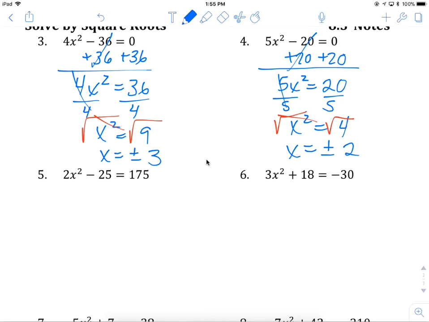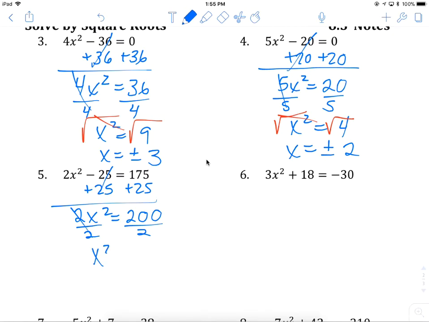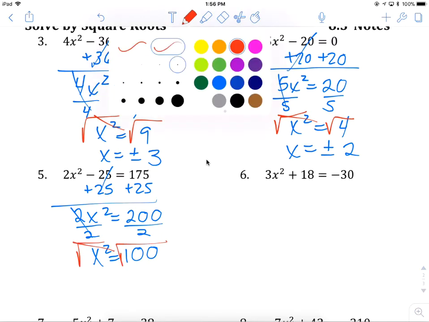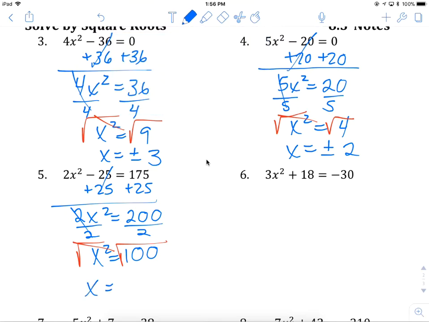Okay. Moving right on down to 5, we're going to add 25 to both sides. When I do that, I get 2x squared equals 200, and we're ready to divide by 2. How do I get rid of the squared? We're going to square root both sides, which cancels out the squared. And my final answer is going to be x equals plus or minus 10.